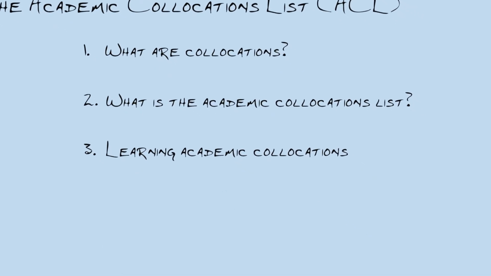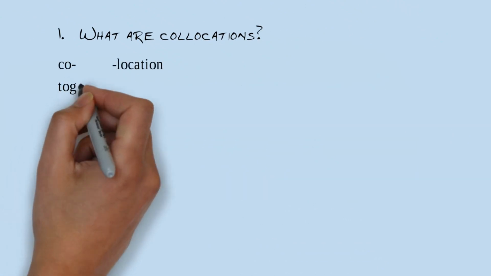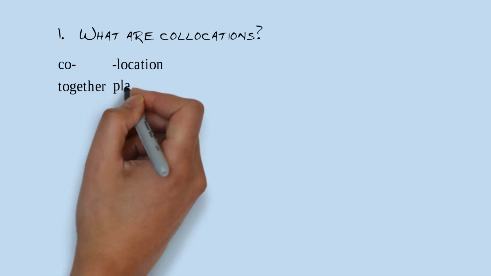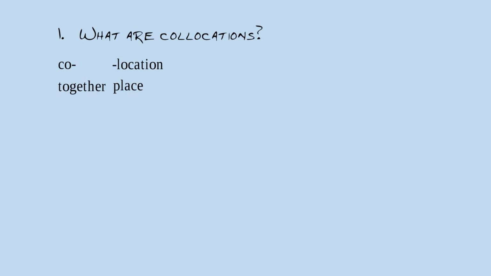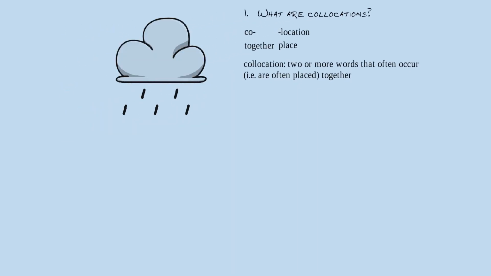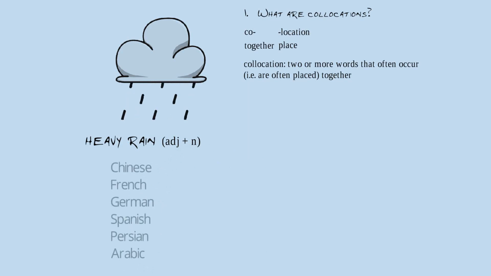So let's begin by considering what collocations are. The word collocation can be broken down into the prefix co and the root location. Co means together, while location means place. And a collocation is two or more words that often occur, in other words are placed, together. A simple example of a collocation is heavy rain. This is an adjective and noun collocation, and this is an everyday, not an academic, collocation.